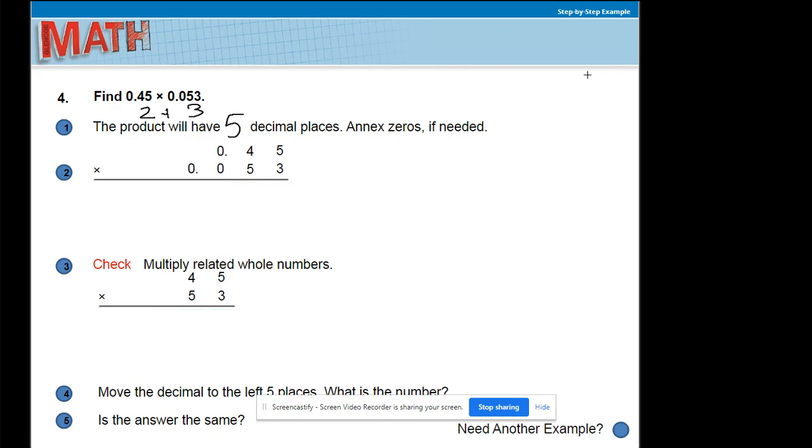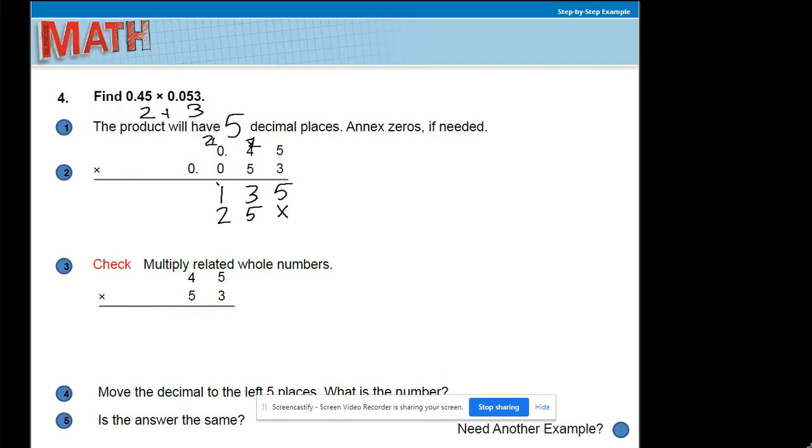So let's continue multiplying. Let's start with 3 times 5 is 15, carry the 1. 3 times 4 is 12, plus 1 is 13, carry the 1. 3 times 0 is 0, plus 1 is 1. All right, starting our second number, we're going to put an X there, and then 5 times 5 is 25, so 5, carry the 2. Then we have 5 times 4 is 20, plus 2 is 22, 2, carry the 2.